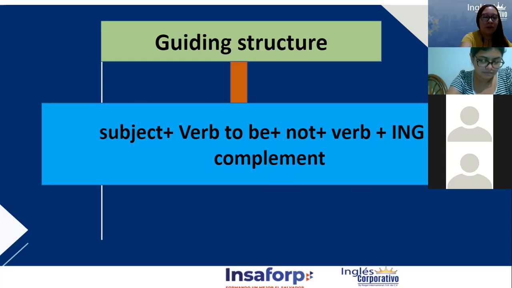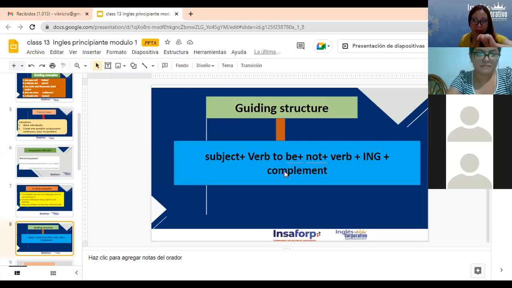So, we're going to make two sentences in negative para hablar de futuro cercano, ¿de acuerdo? No vamos a hablar de cosas que no estamos haciendo ahorita, sino cosas que no vamos a hacer mañana, ¿de acuerdo? So, I need two sentences, dos oraciones en ese escenario. Les voy a dar un minuto. Y aquí está la estructura en pantalla.